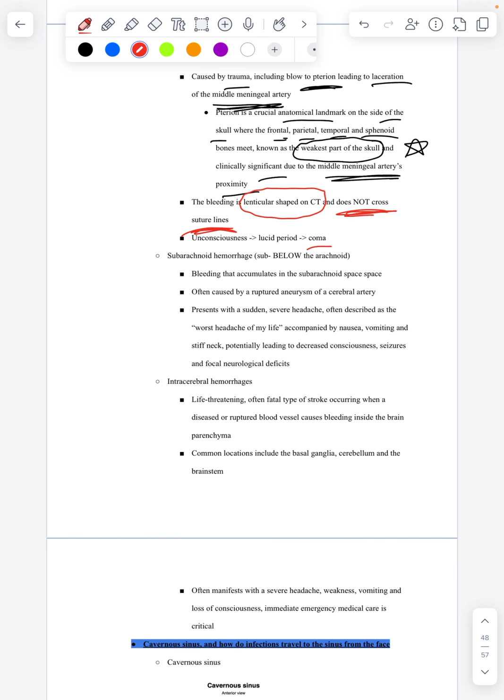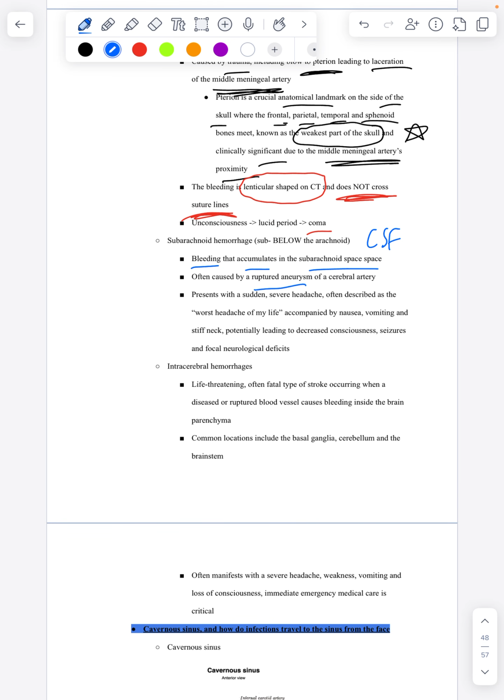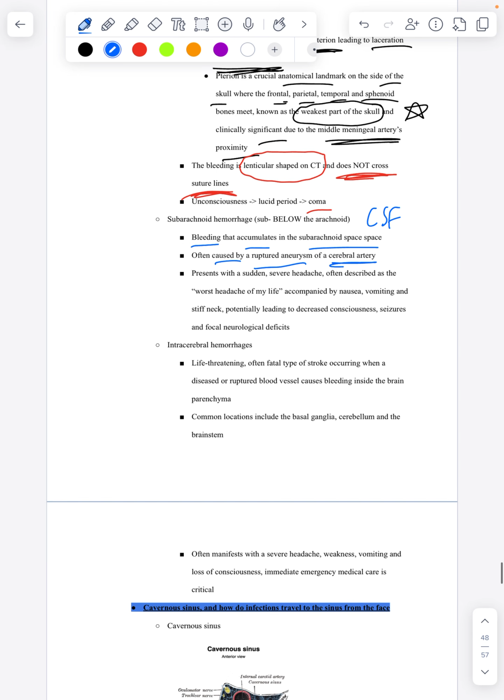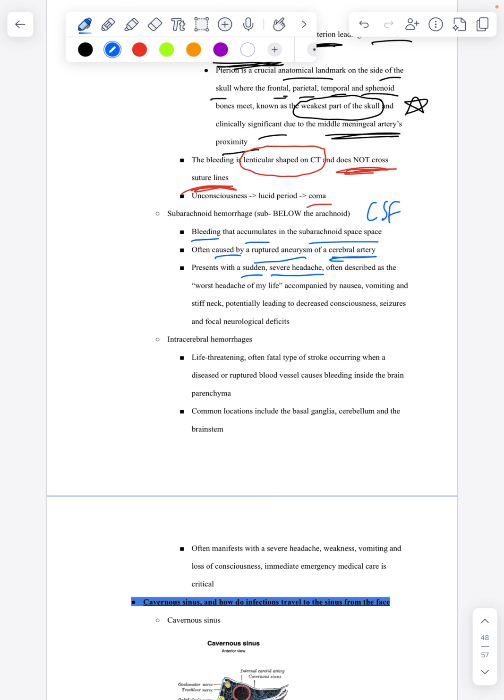Subarachnoid hemorrhage is dangerous because what's in your subarachnoid space? Your CSF. And your CSF has a long route, going through a bunch of places. So if you're bleeding there, now your blood is going to those same places. Bleeding accumulates in the subarachnoid space. A ruptured aneurysm of a cerebral artery can cause this, and then you get a sudden, severe headache. The key stem is someone saying, this is the worst headache of my life. If they say that, it's a subarachnoid hemorrhage. Then you have nausea, vomiting, stiff neck, decreased consciousness, seizures, focal neurological deficits.